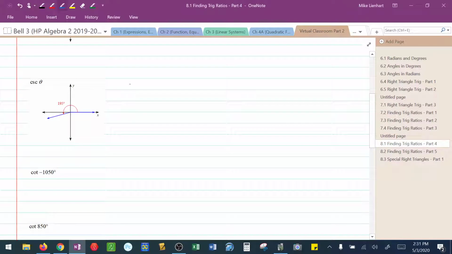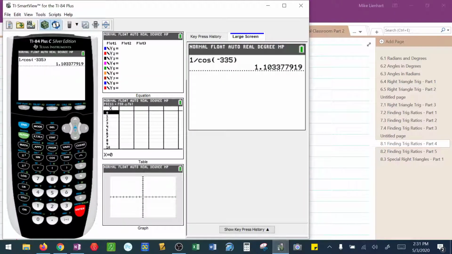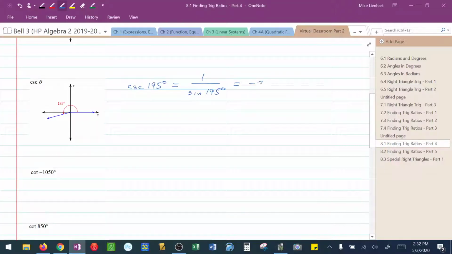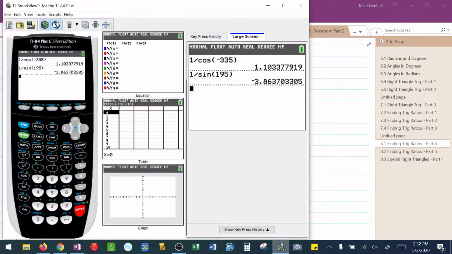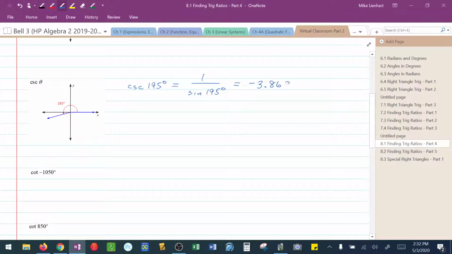They're asking me to find the cosecant of 195 degrees. I don't have a cosecant button on my calculator, so I need to rewrite this as 1 over the sine of 195 degrees. Once I have it converted into sine, cosine, or tangent, then I can use the calculator. And I've got 1 divided by the sine of 195, which would be negative 3.8637. So hopefully you guys can see this is a relatively easy lesson today.